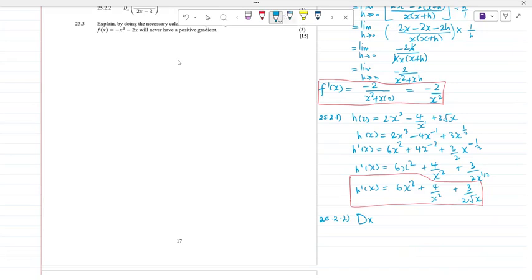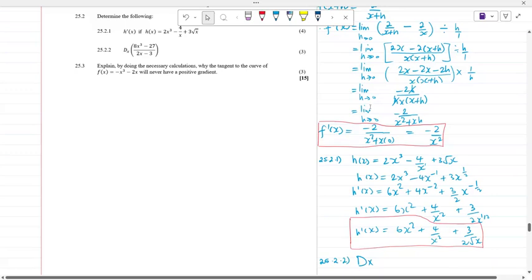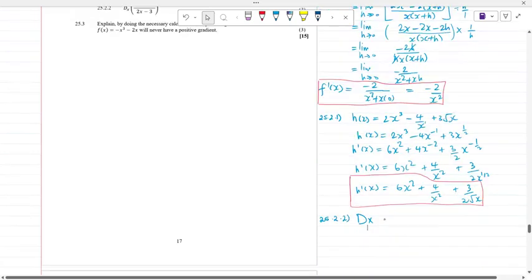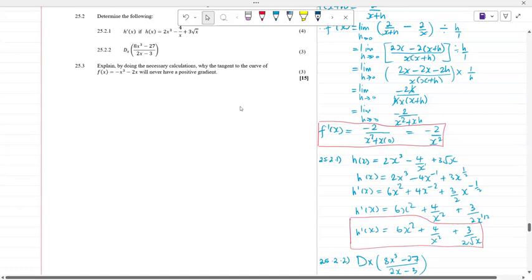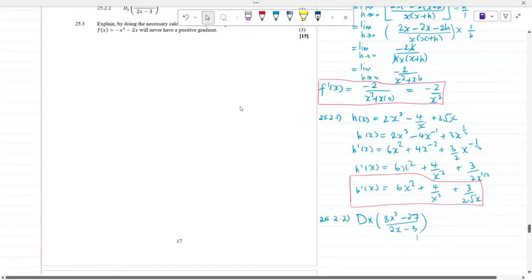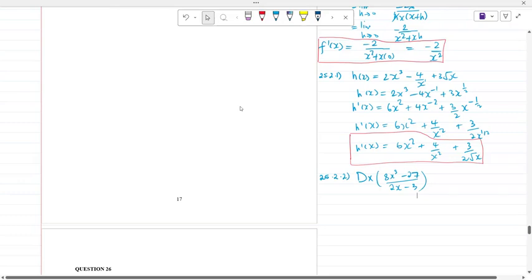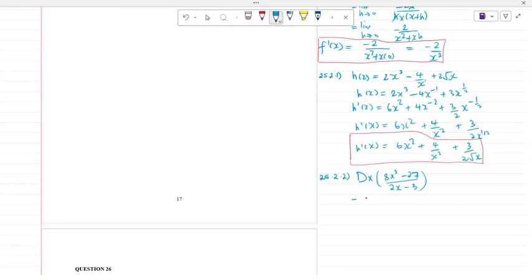Let me just quickly check here. It's 8x cubed minus 27, all divided by 2x minus 3. Let's double check: 8x cubed minus 27 over 2x minus 3. So I'm not going to apply the quotient rule here. Remember, this is high school. So I'll continue with the power rule. I'll first get this into the required form.